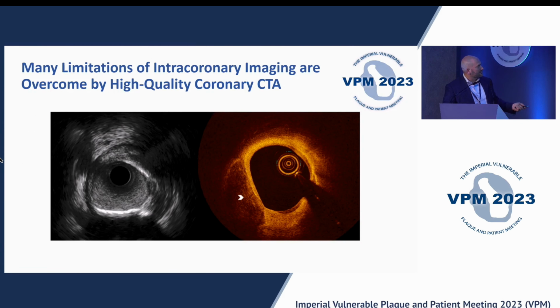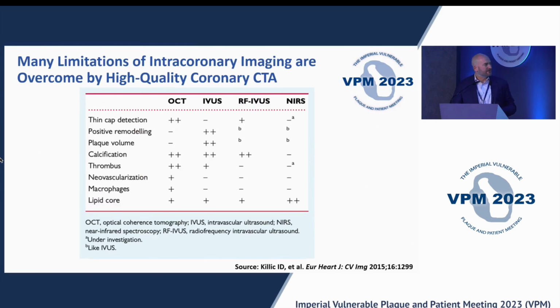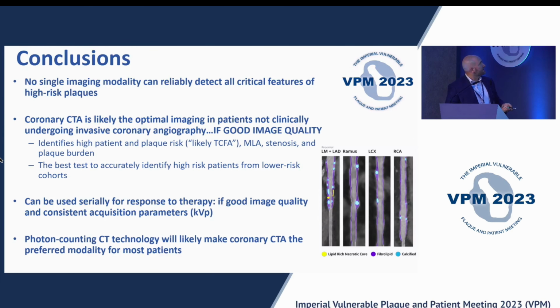We know, of course, there are limitations. Calcium in IVUS can limit your ability to measure truly the vessel dimensions or plaque around calcium or behind calcium. These are overcome with other imaging modalities, but of course with OCT, your limited penetration really limits you. And we know that these limitations, you all in the room know better than me, and you use these every day. And so in conclusion, I think no single imaging modality can reliably detect all critical lesions of high-risk plaque.